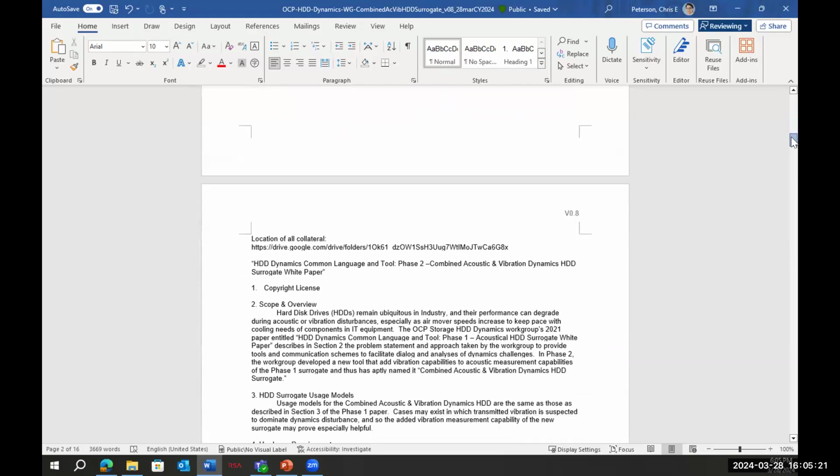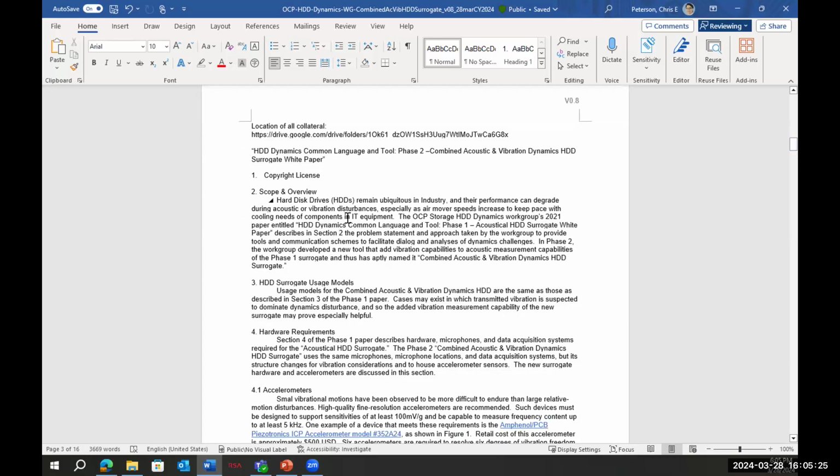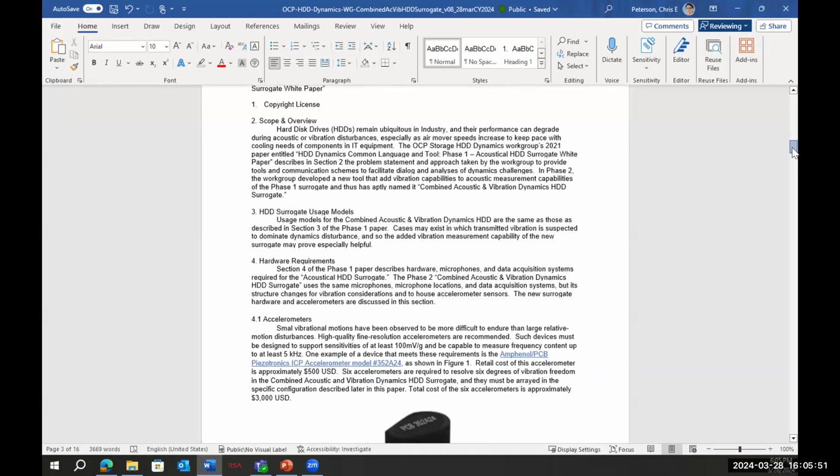So instead of redoing some of that, what I did is just kind of referenced our previous document and just added the flavor of what it means to be this combined surrogate, as opposed to an acoustical only. So it's much abridged. Section two, I think it'll make it more concise and easier to read. Same thing with section three. We've already described the usage models in the previous paper. I did call out what we mentioned in our last meeting, that there are certainly cases whereby transmitted vibration is suspected to be the dominant, it should be dominant, disturbance.